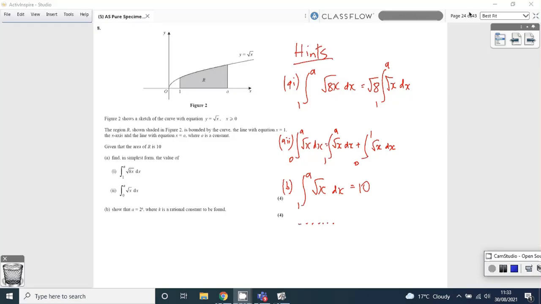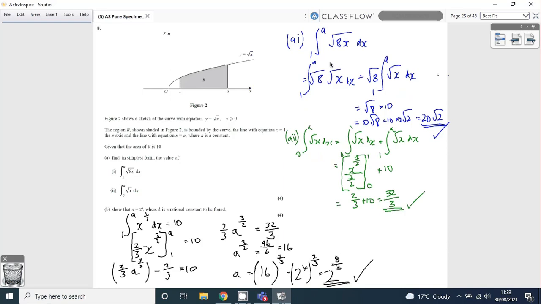And the solution to question 8. So for part 1, root 8x can be broken down to being root 8 root x. Root 8 is a constant, so that can be taken outside the integral. So it's root 8 multiplied by the area under the graph between 1 and a, which we know to be 10. So that's root 8 times 10, which is obviously 10 root 8.